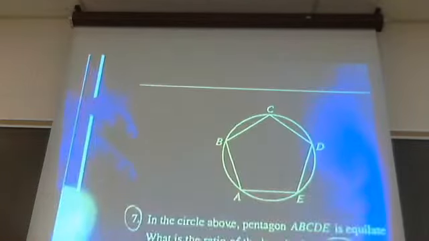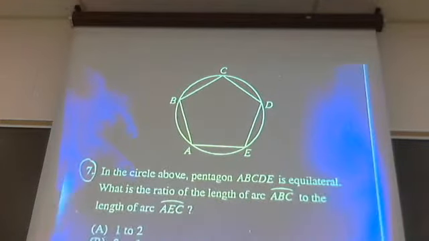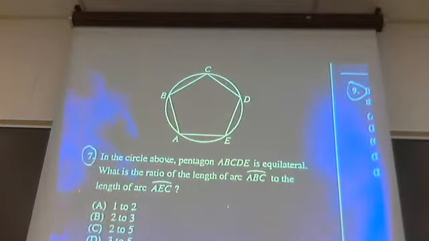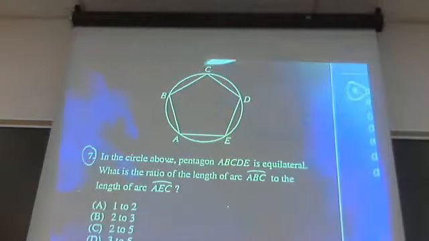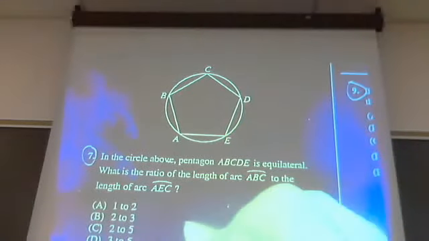Okay, question 7. In the circle above, pentagon ABCDE is equilateral. What is the ratio of the length of the arc ABC to the length of AEC? Well, how many of these sections have we covered from A to C versus these? 2 to 3.